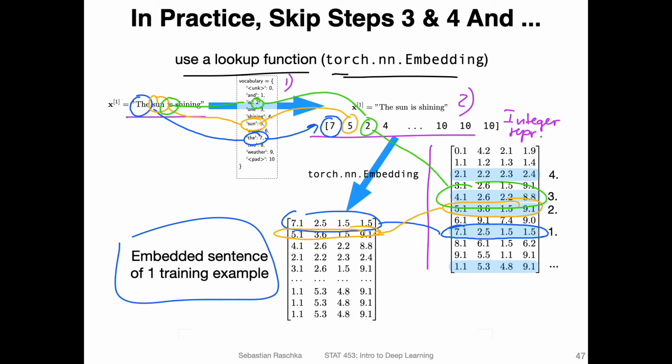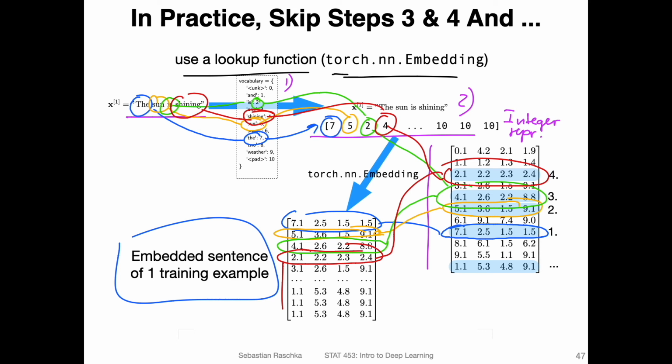Looking it up, this one goes here. The last one, shining, shining is 4. This one goes here, and this one goes here. And the remaining ones are padding because we had one sentence that was longer than 4. So these remaining ones would be the padding.